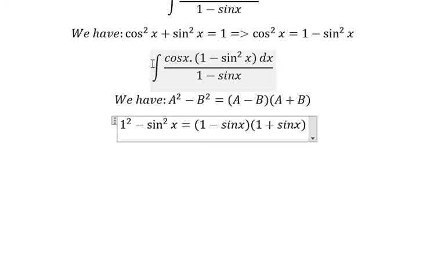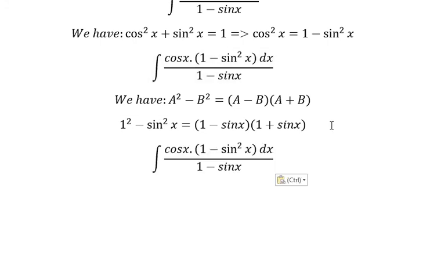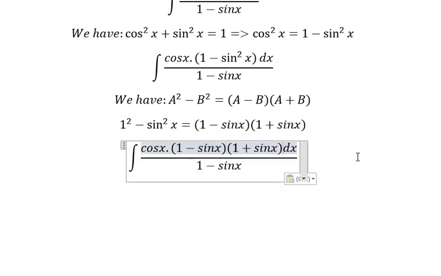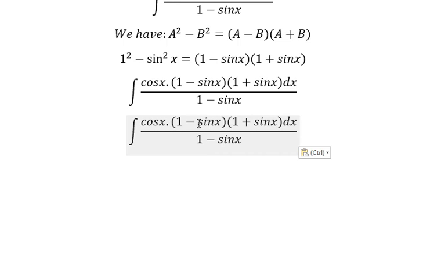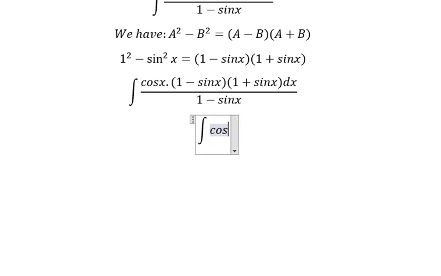So we change again. Now we have 1 minus sine x and 1 minus sine x. They will cancel together and you just get cosine x multiplied with 1 plus sine x dx.